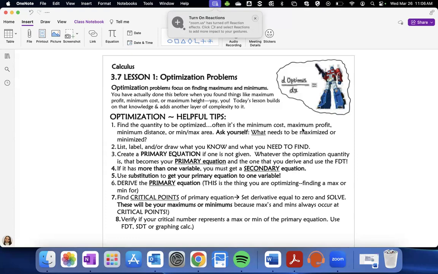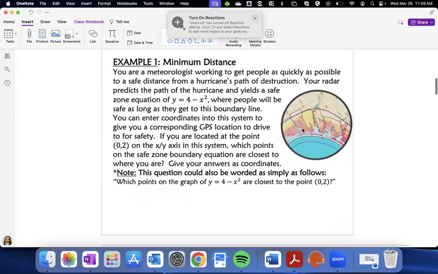Okay, so let's give it a try. All right, first, let me state that this problem could be summarized by asking which points on the graph of y equals 4 minus x squared are closest to the point (0, 2). But I put a situation in here, especially since some of us are going to be meteorologists.